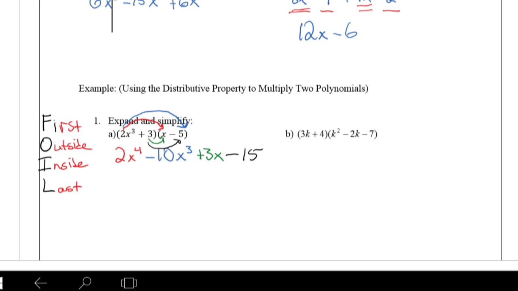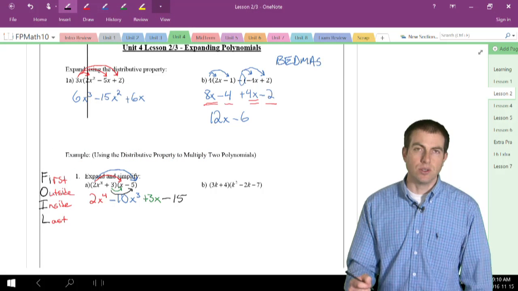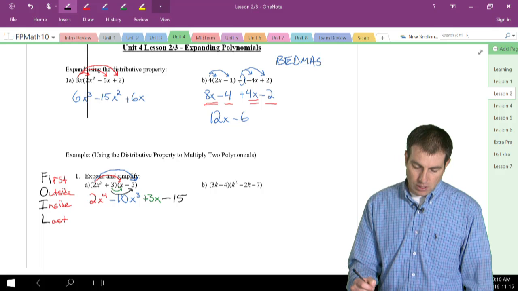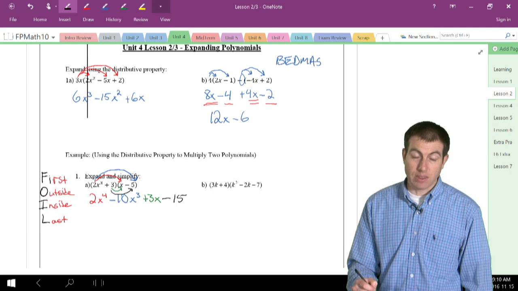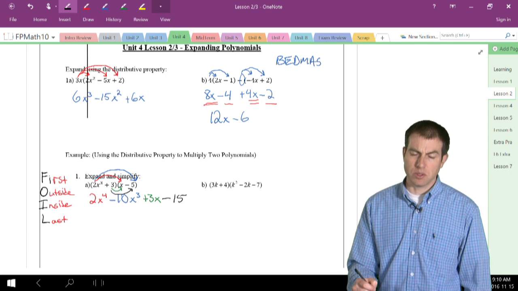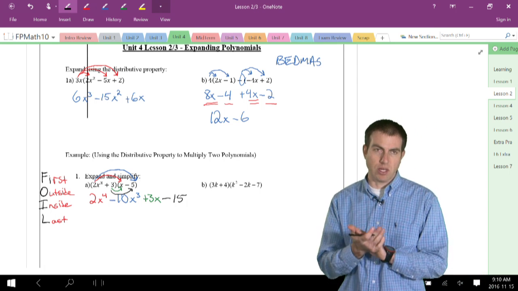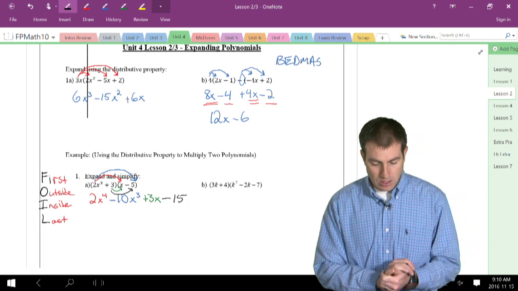Almost every time we FOIL, we're going to have to combine some like terms. This one worked out that there was no like terms to combine, but generally speaking, you will have like terms that you have to combine together. So there you go.